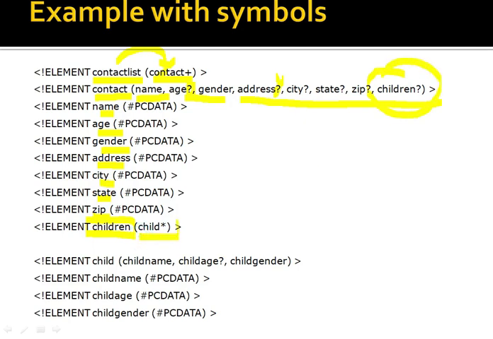Here you have another symbol. What is the asterisk symbol? The asterisk symbol indicates that the child element, and the children of this child element, can occur 0 or more times. That is what this asterisk symbol indicates. Again, here you have child name, child age, and child gender. So this is optional. If it is a question mark, it can occur once or 0 times.